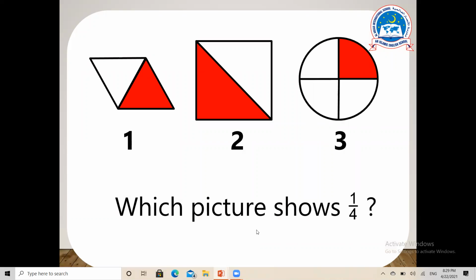Which picture shows quarter? Look at the number 4 down. It means the shape has to be cut into 4 parts. So check which one represents quarter. Amazing. This one, number 3, well done. Come on, let's try another one.